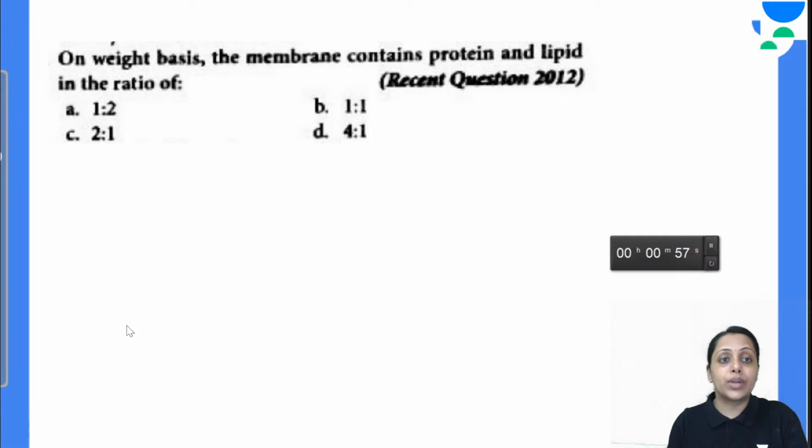On a weight basis, the membrane contains protein and lipid in which ratio? They contain each one in an equimolar ratio. Coming to the next one.